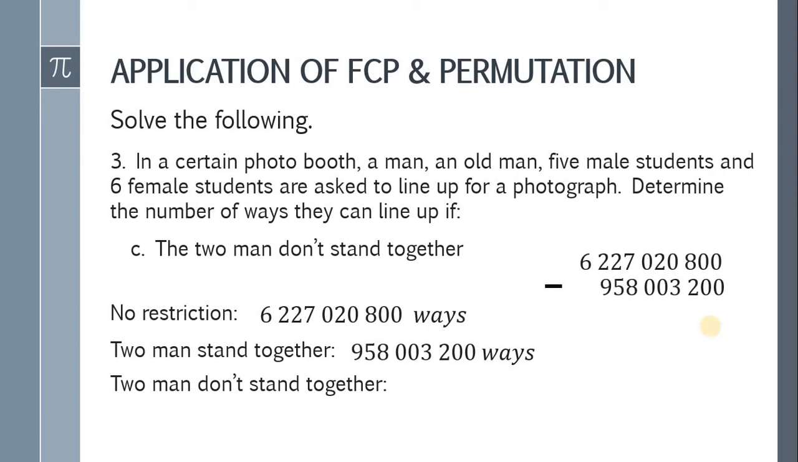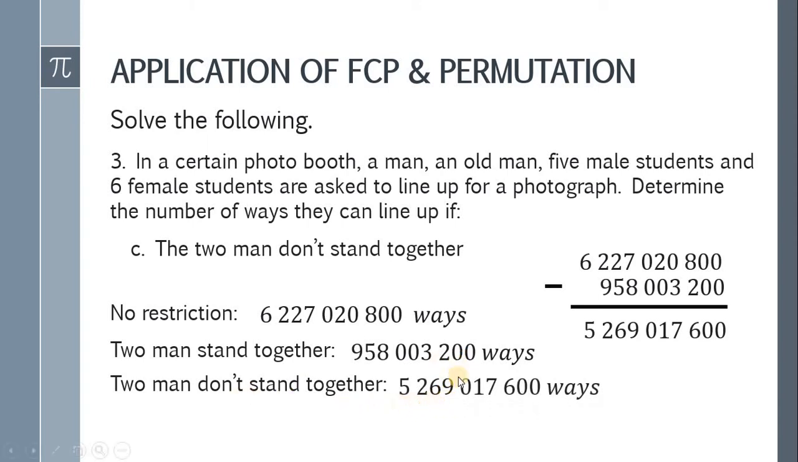So, we have 958,003,200. Now, pag sinubtract natin to, makukuha natin yung number of ways kung saan yung dalawang man ay hindi magkatabi sa picture. Okay? So, subtract natin. We get 5,269,017,600. Therefore, we have 5,269,017,600 different ways kung saan yung dalawang man ay hindi magkatabi sa picture. And we're done.